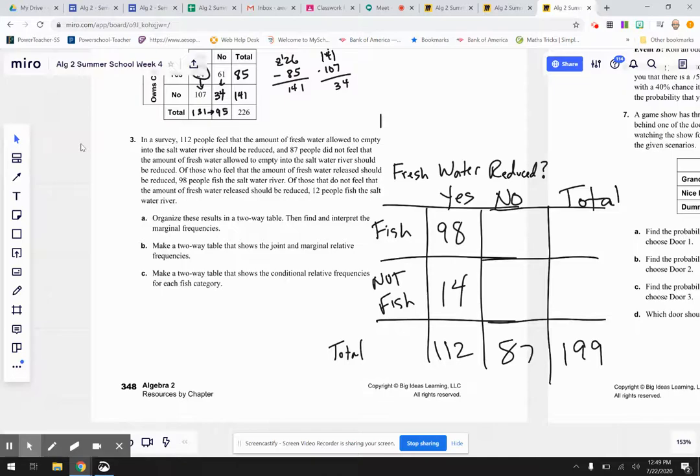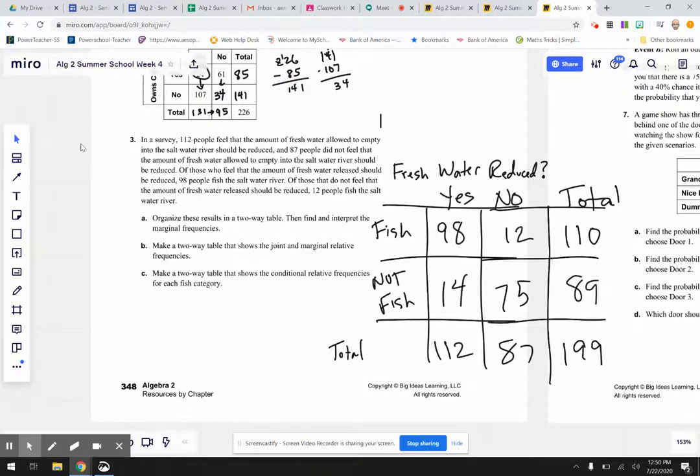Okay, and it says of those people that do not feel the amount of fresh water should be reduced, 12 people fish. So there's 12 people that don't want it to be reduced, but they do fish. We know there's 87 total, so 87 minus 12, you get 75. So now we can tell you that 110 people fish and 89 people don't fish.